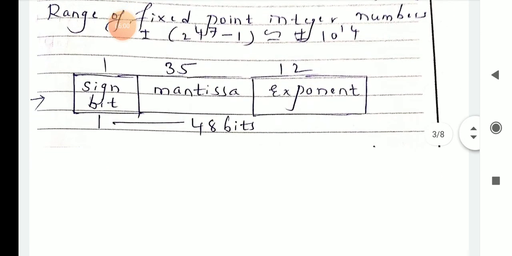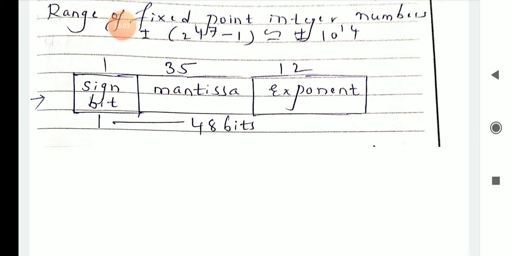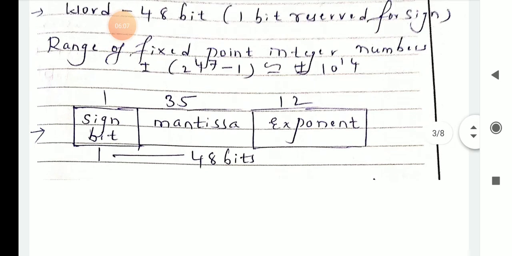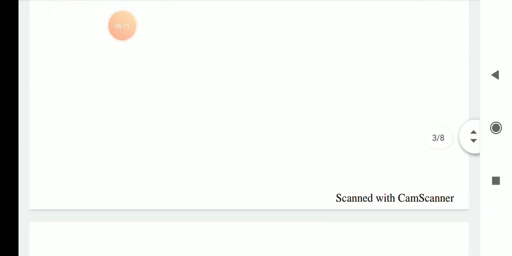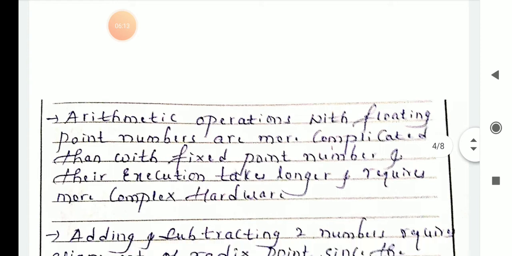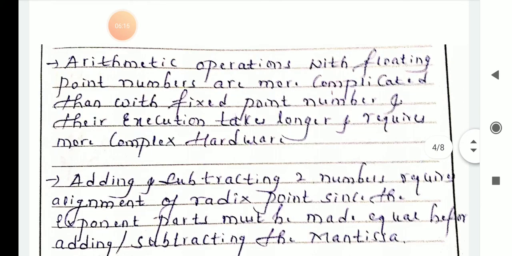So the sign bit is always reserved, 1 bit. Mantissa is 35, and the exponent is 12. So in total we have 48 bits. Next you have to take some points which are related to floating point representation.